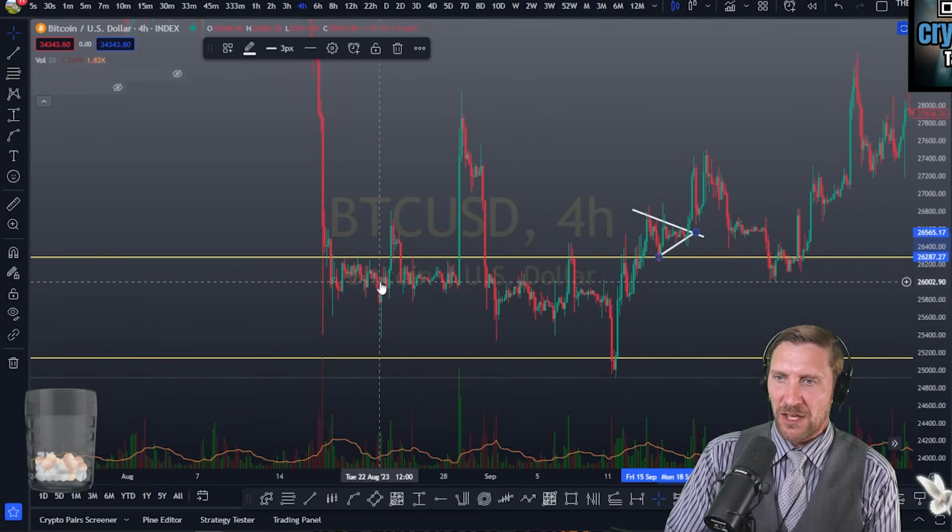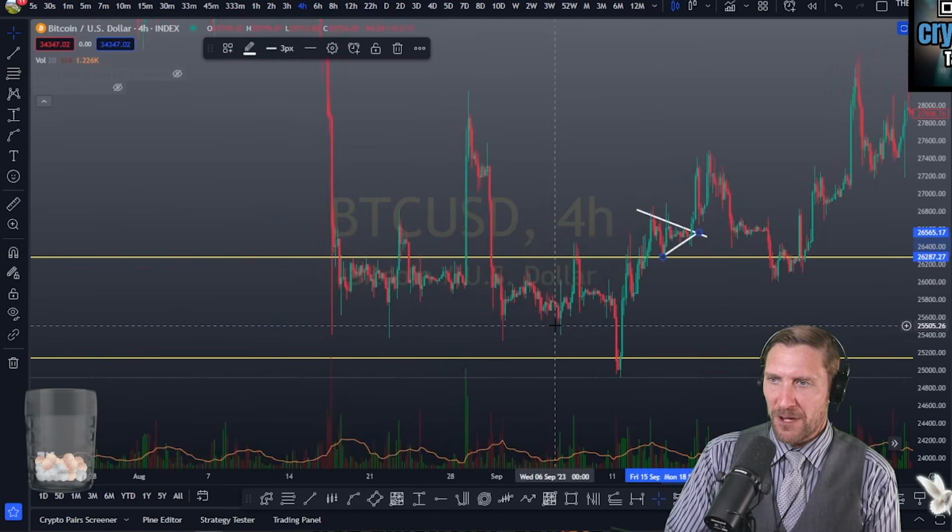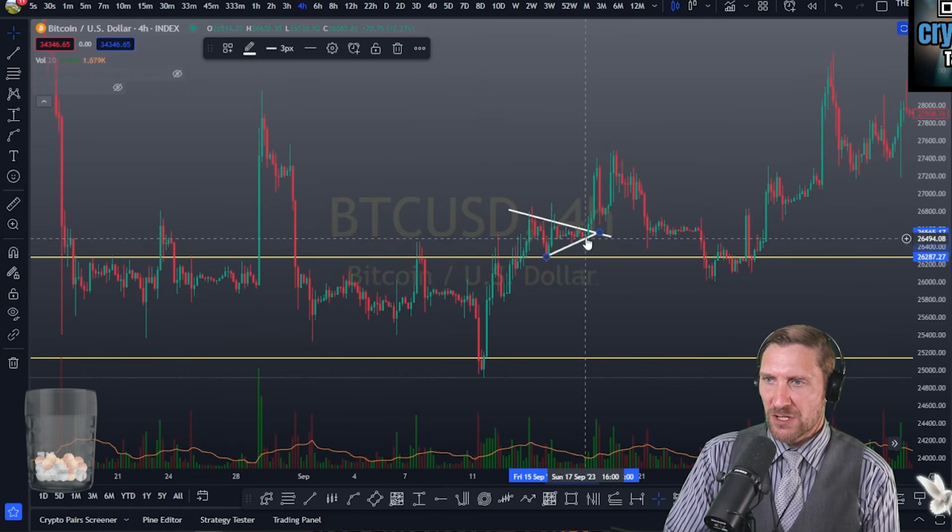It also does the same thing here. Like if you have a support or resistance that you've been toying with on the other end, like look, when we came up here, we had a major resistance right here.